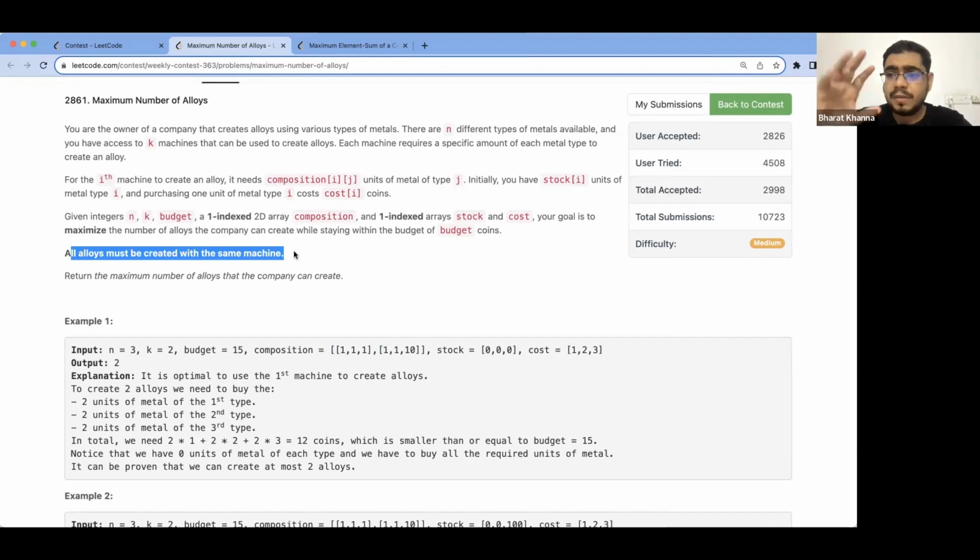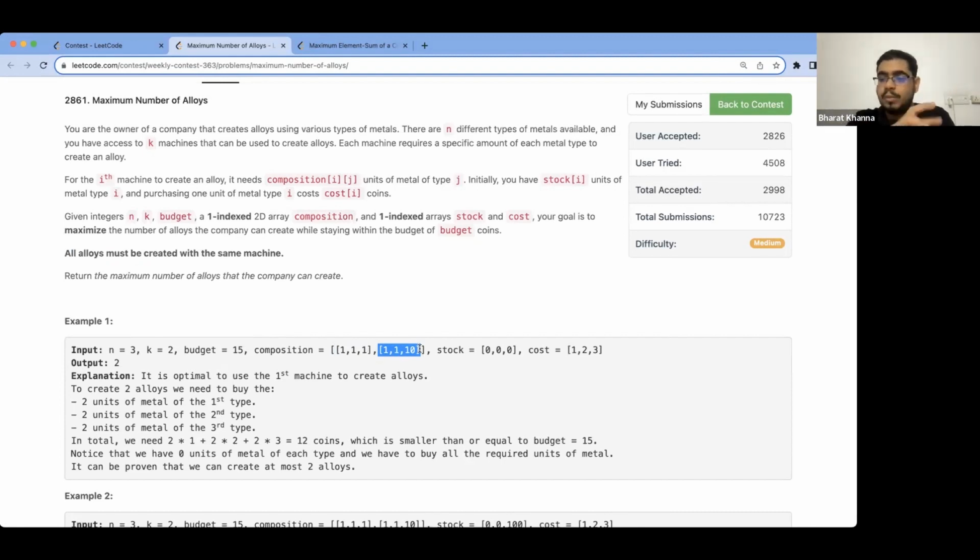Okay. So tell me one thing. If I want to make two alloys with the help of the second machine, how much metal would I need for each of them? How much metal of each type would I need? If I want to make 2 units of alloys using machine number 2 that wants this composition. Yeah, 2, 2, and 20. Is everyone able to calculate that? 2, 2, and 20. Anyone who is not? Can I get a no?